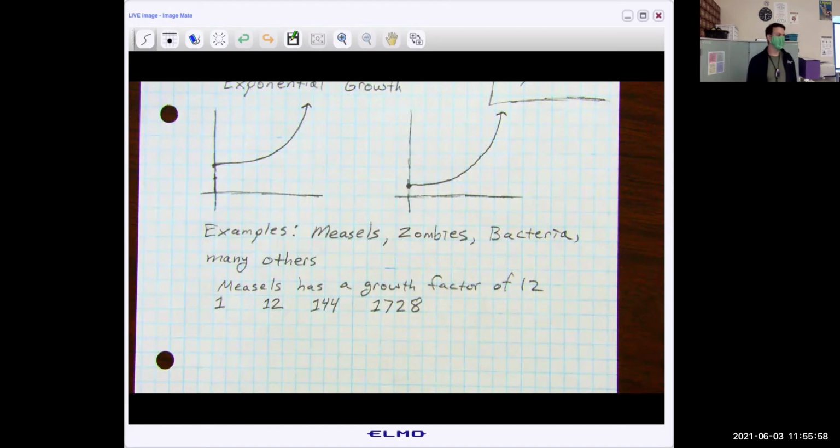So the same kind of thing happens with zombies. Once one person is zombified, I don't know how to say it, it's sick, then more people, and it just starts to grow. Bacteria, same way. And there are many other places you see this.